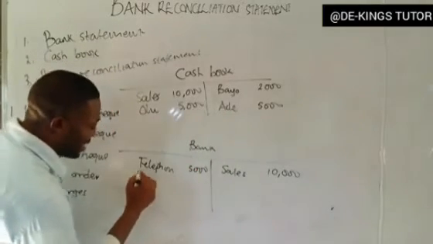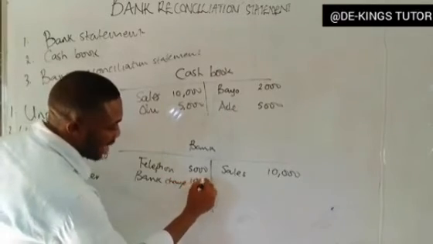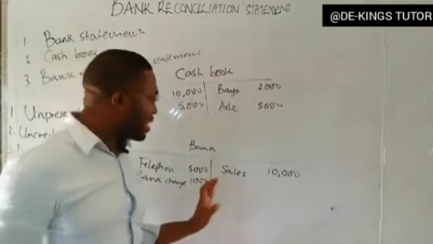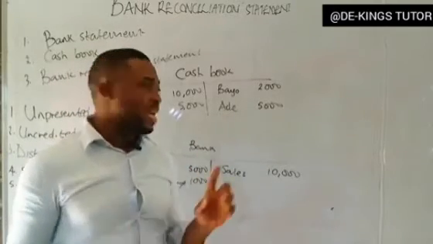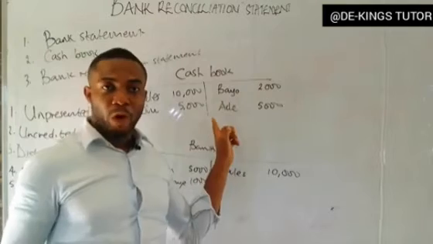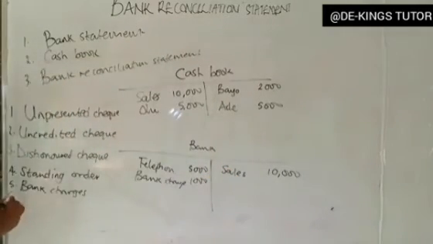So it is only here. So the bank charges might be, let's say, 1,000 naira. So it will show a lesser balance than that of the record of the owner. Why? Because he is not yet aware of this charge. Okay. So another one is dividend.